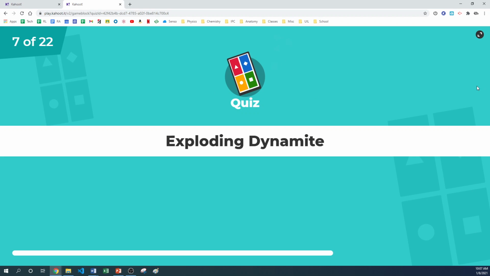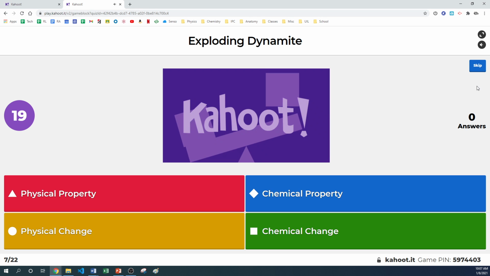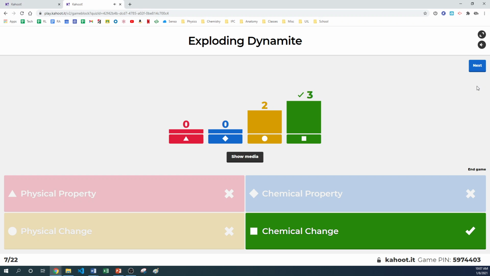Exploding dynamite. So ing is a verb, so that means something's changing. It's exploding. It's going from not exploded to exploded.